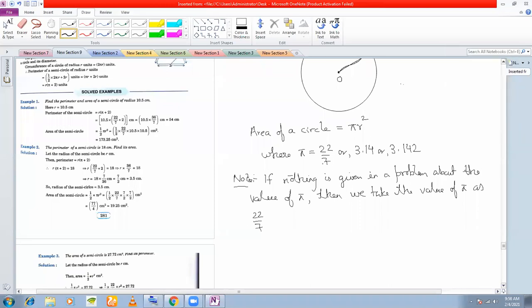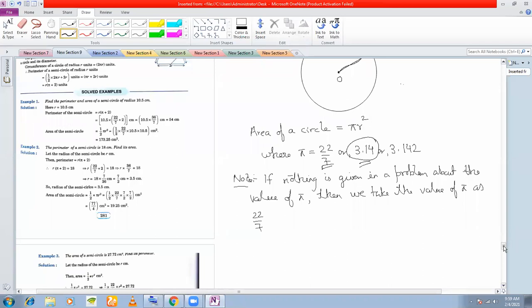Now, sometimes we take the value of pi as 3.14 also, depending on what is given to us. If at the end of the problem they tell you take pi is equal to 3.14, then you cannot take the value of pi as 22 by 7. You have to take it as 3.14. At the end of the question it will be written take pi is equal to 3.14 or 3.142 or 22 by 7. But if nothing is mentioned, then you take the value of pi as 22 by 7, or you can take 3.14 also. That depends on the problem and the convenience of the calculation.